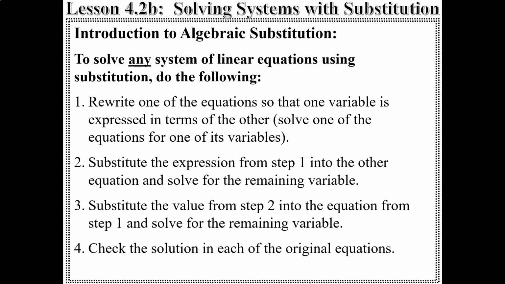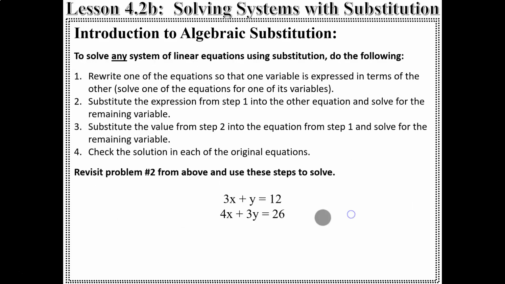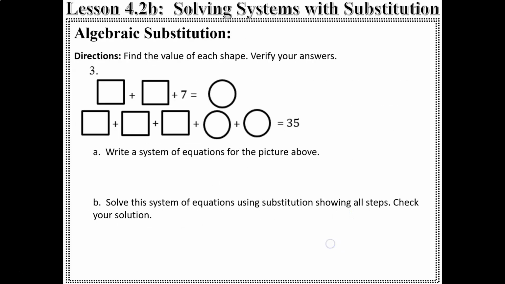Okay, so it means solve one of the equations for one of its variables. Then you're going to substitute that expression that you got from step 1 into the other equation and solve for the other variable. Substitute the value from step 2 into the equation from step 1 and solve for the remaining variable, and then you can check. So let's move away from the shapes to numbers.